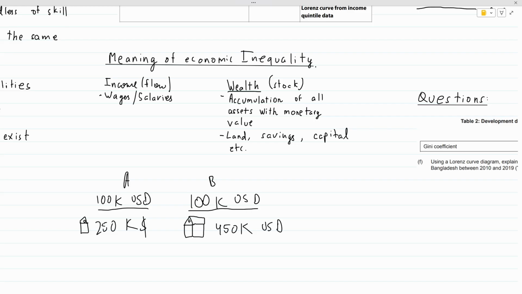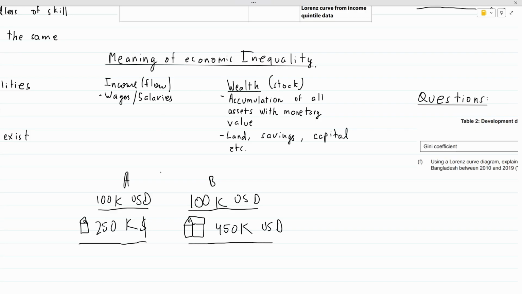as far as income goes, they're both equal. So, in this very simplified case, there is zero income inequality. However, if we look at wealth, person B is better off. They live in a bigger house, which is likely to appreciate more in value, and they're better off overall due to their house being of higher value. Hence, wealth inequality does exist.